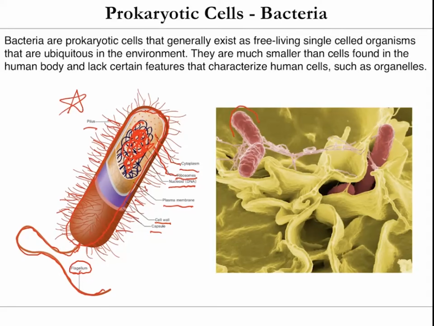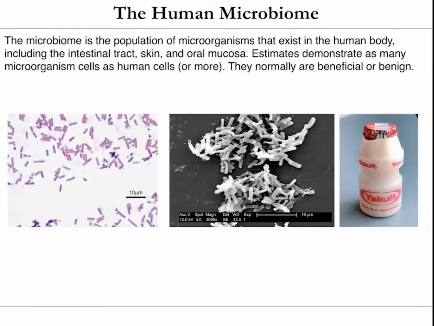So this image shows a few different bacteria that are invading a cell culture cell. And so this cell is going to be much larger than any of these individual bacteria. They're estimated to be very much smaller, like 100 times smaller than eukaryotic cells. So that's prokaryotic cells, which are bacteria. Now, I mentioned that bacteria are everywhere, so they're ubiquitous in the environment.